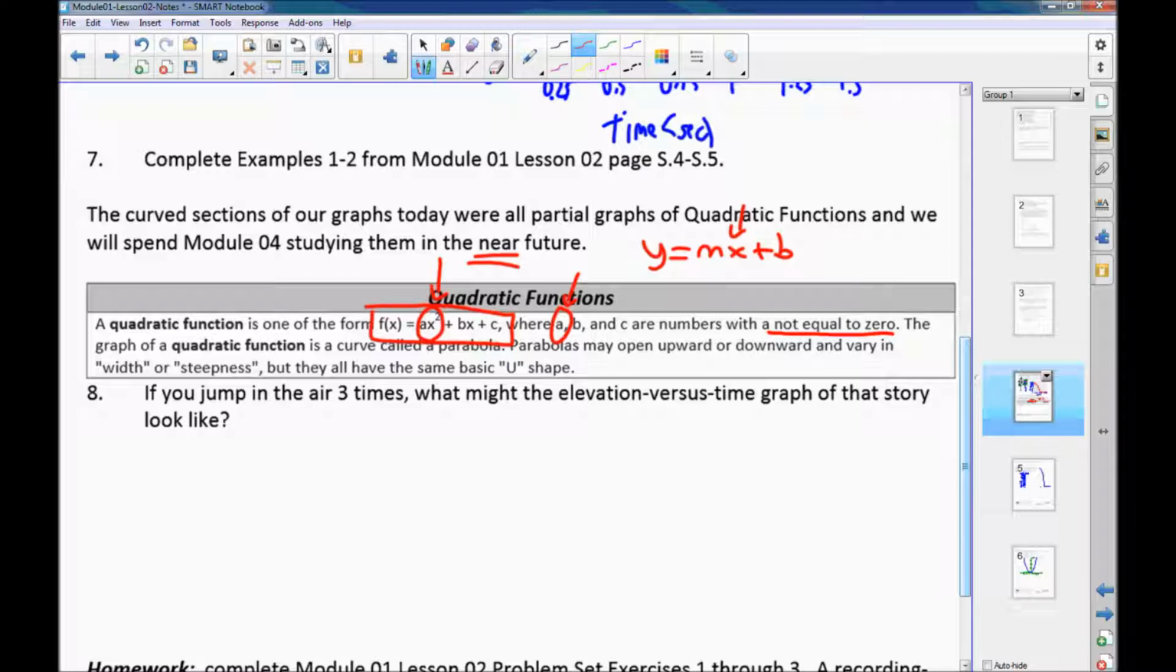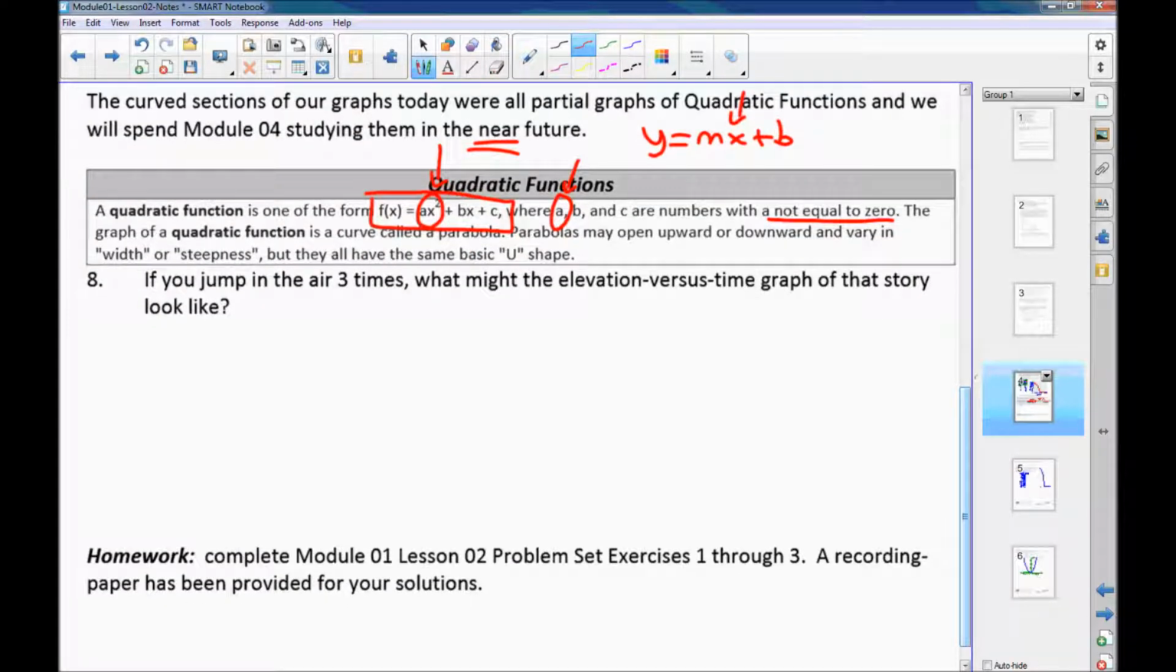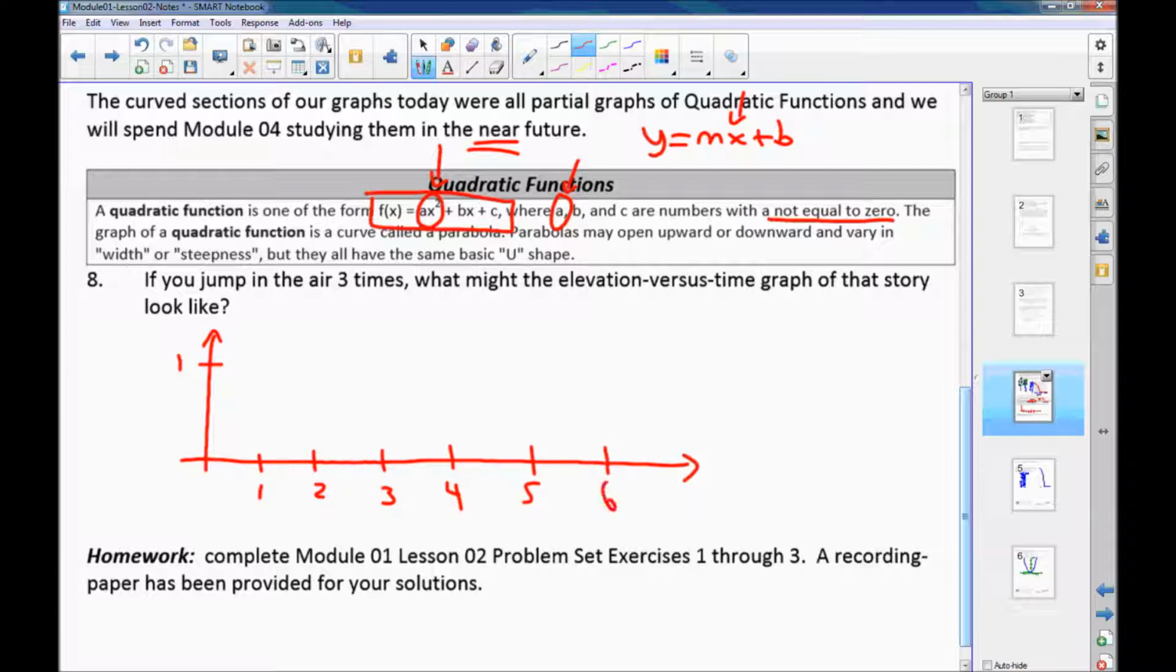Now, we have one last question here. If you jump in the air 3 times, what might the elevation versus time graph of that story look like? So let's do that. Okay, I can jump all of about 1 foot. Okay? And let's go over time here. So let's see, this is 1 second, 2 seconds, 3 seconds, 4 seconds, 5 seconds, 6 seconds. So if we can jump in the air 3 times in a row.